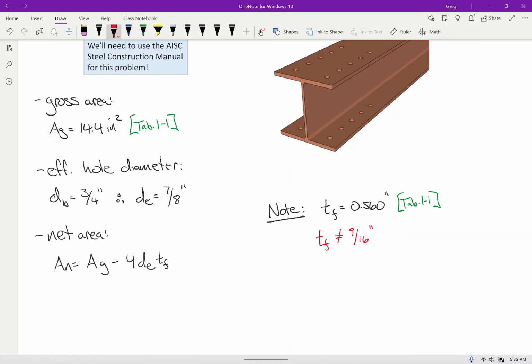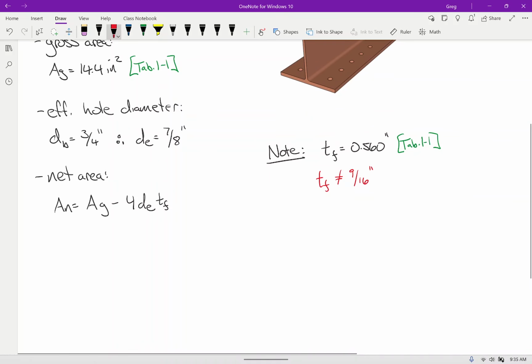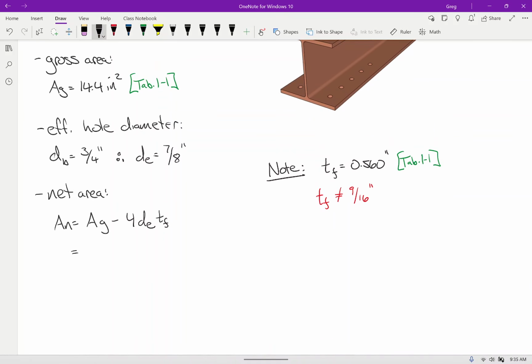Sound good? So now what we'll do is we will compute this out. Then 7/8. Okay, and so what do we get for this? 12.44. Do I have a second on that? Second. So 12.44.